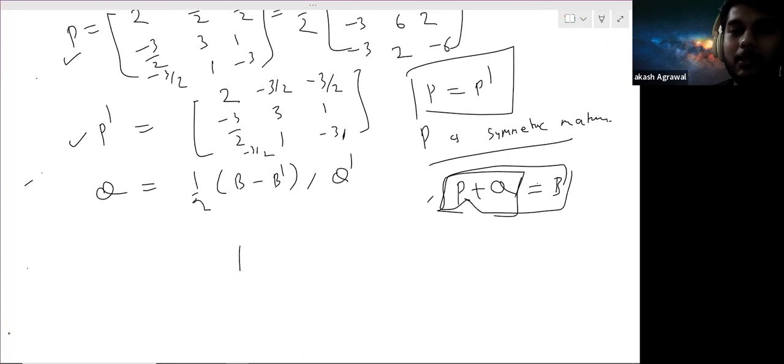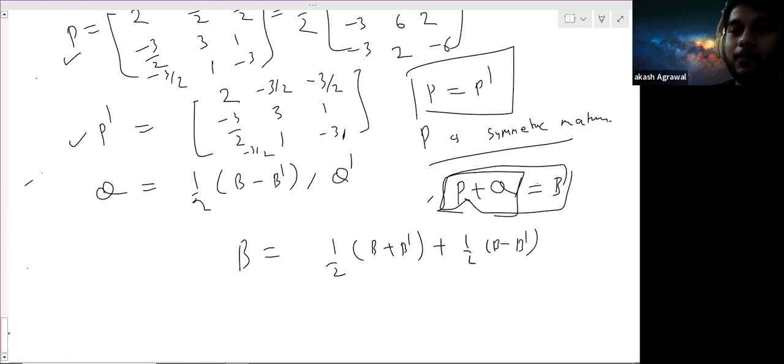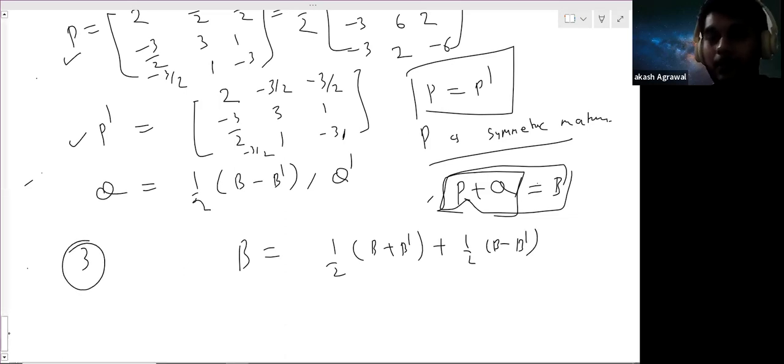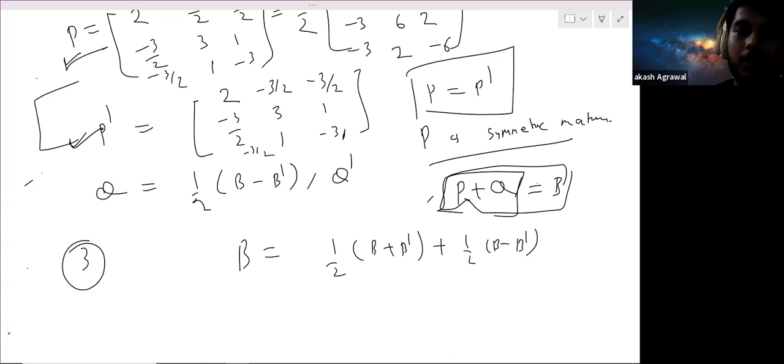Simply writing that B equals half of B plus B transpose plus half of B minus B transpose will get you 3 out of 5 marks, even with everything correct. You have to show that P transpose is symmetric, show that Q transpose is skew symmetric, then find P plus Q, then show that B is equal to P plus Q. Okay?